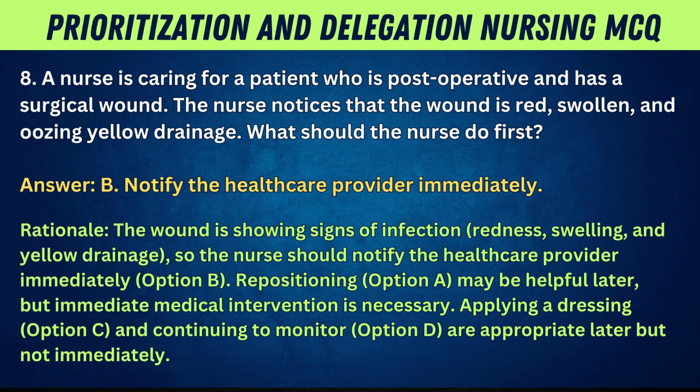Answer: B. Notify the healthcare provider immediately. Rationale: the wound is showing signs of infection, redness, swelling, and yellow drainage, so the nurse should notify the healthcare provider immediately, option B. Repositioning, option A, may be helpful later, but immediate medical intervention is necessary. Applying a dressing, option C, and continuing to monitor, option D, are appropriate later, but not immediately.